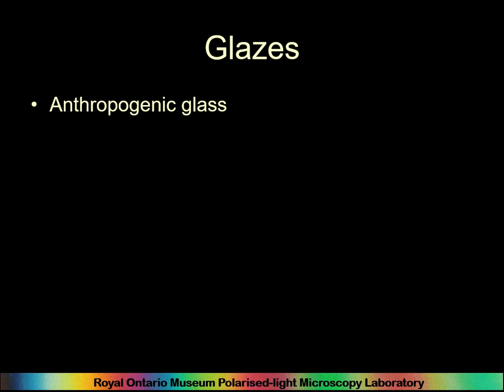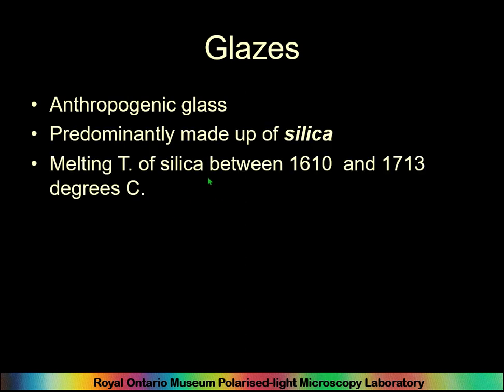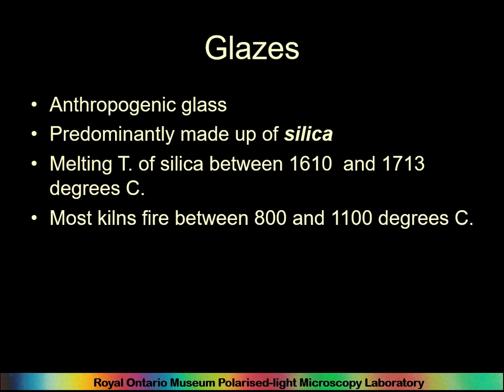So glazes are an anthropogenic glass, predominantly made up of silica. So the melting temperature of silica is high, 1610 to 1713 degrees centigrade. The kilns we're dealing with will not go that high. That will completely not only melt silica, it'll melt all the pottery into a molten lump. So you want something to make silica melt at a lower temperature.